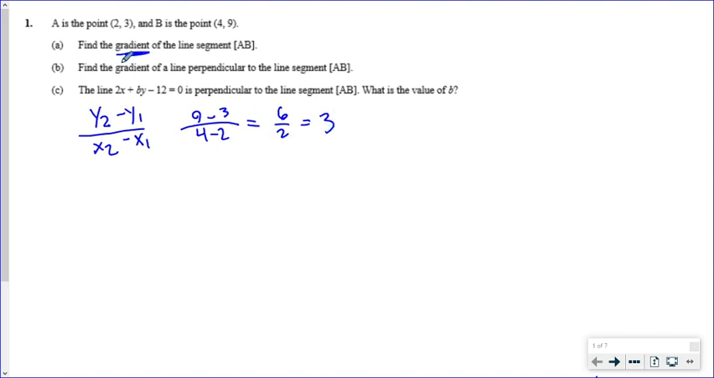Part B. Okay. Find the gradient of a line perpendicular. Perpendicular means opposite reciprocal. So for this part, I change this slope to negative 1 over 3. Boom. That's the answer.